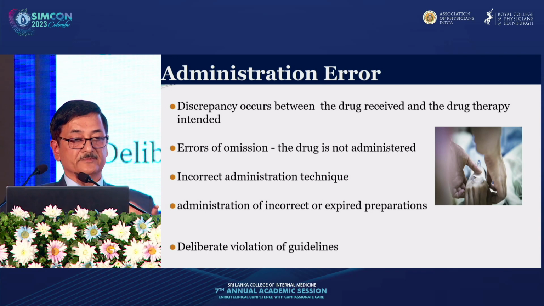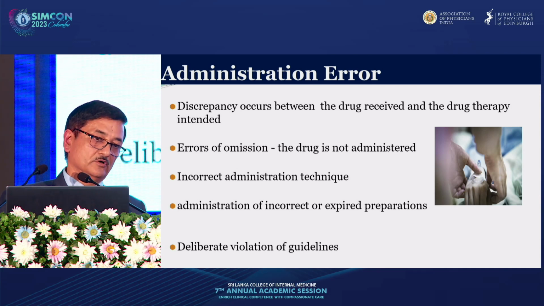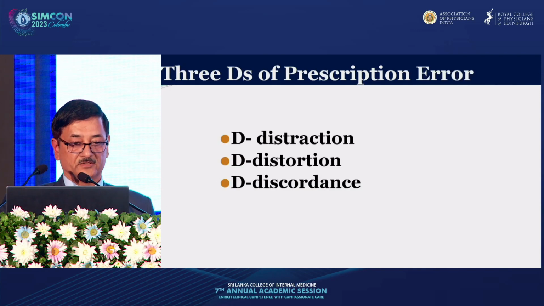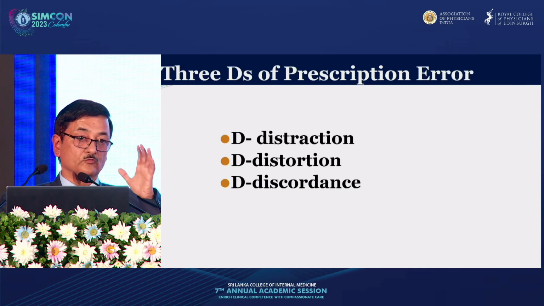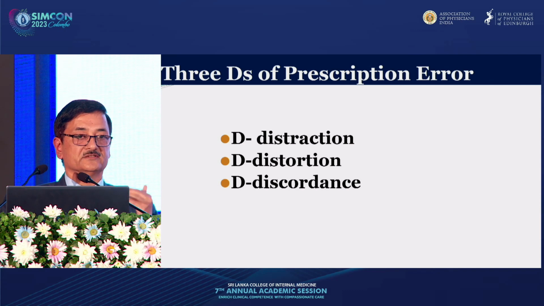Then incorrect administration technique, that is very important, intradermal, subcutaneous. So this mixing up is always there. Administration of incorrect or expired preparations, they should be checked beforehand, and deliberate violation of it. And at times, you will see the insulin dose was to be given, it was not given at all. So you may have high sugars, you were thinking that you have already given the insulin, but it is not reported. Then coming to what could happen at our level, that is the prescription errors.